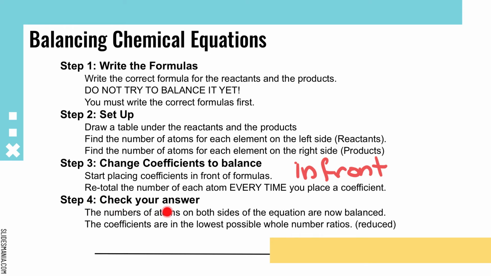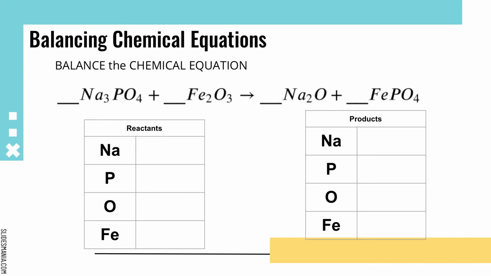Then check your answer. The number of atoms on both sides of the equation are now balanced. The coefficients are in the lowest possible whole number ratios, so reduced. So if you ended up with a 2, 2, 2, and 4, that could be reduced to 1, 1, 1, and 2. So you don't want to have coefficients that are in larger quantities than you actually need. So you try balancing this chemical equation.